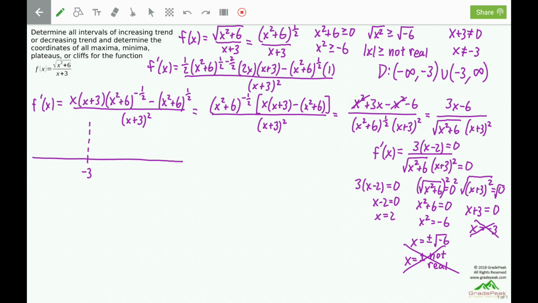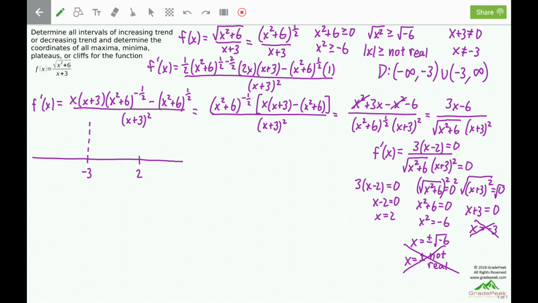We can put any critical numbers on here. We have x equals 2 as the only critical number. It'll be to the right of negative 3 since it's greater than negative 3. And this further breaks the domain up into now 3 intervals.